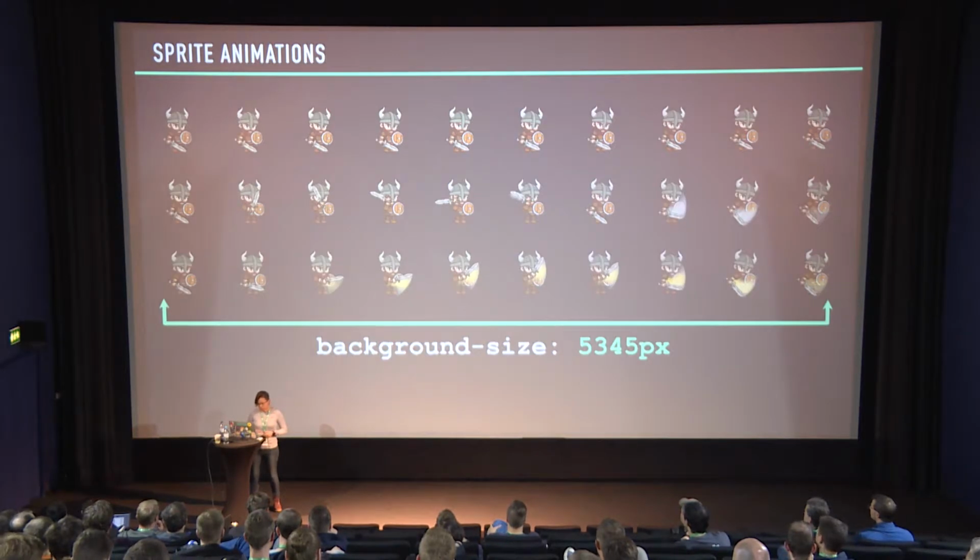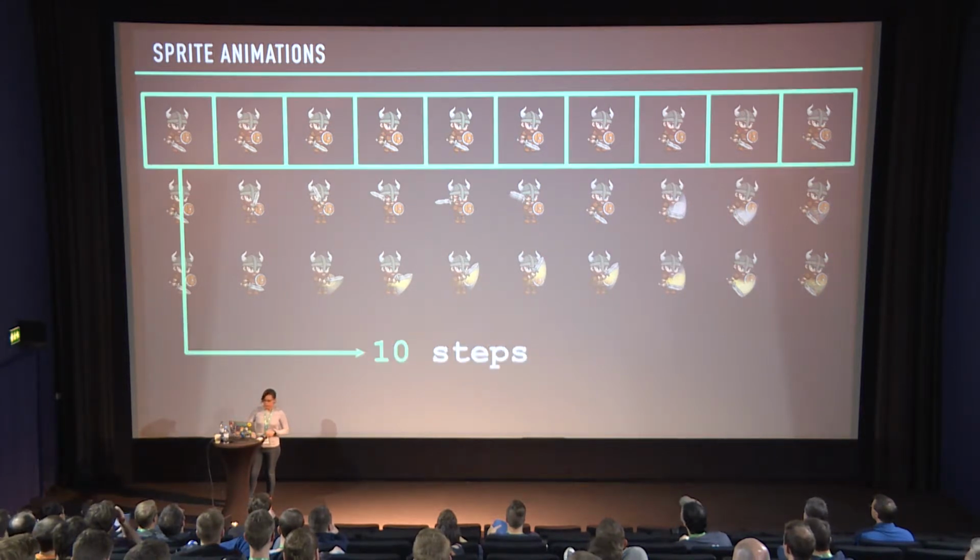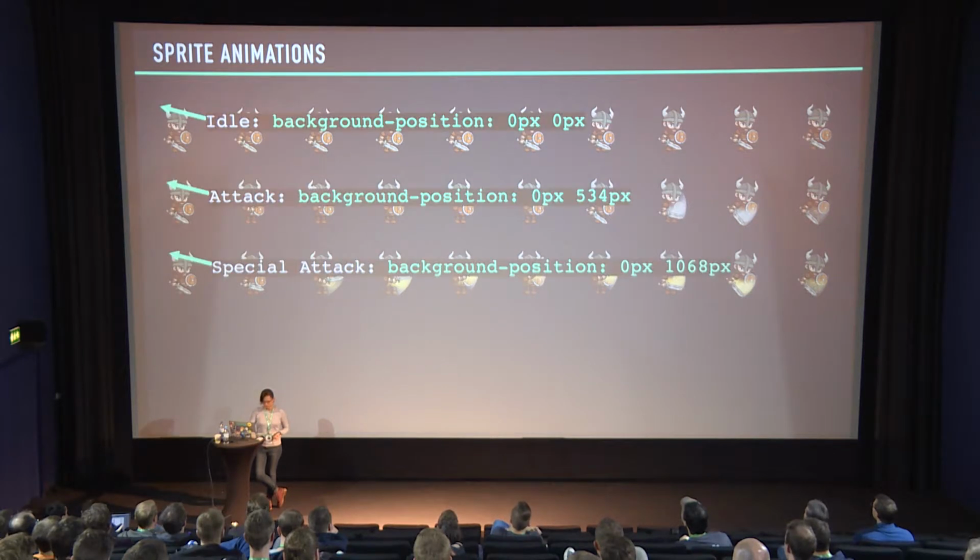Yeah, so this character component actually uses sprite animations, which is basically just this really big image with a transparent background. Each row of this image is going to be a different animation sequence, and they are all going to have 10 steps. So for the animation itself, the only thing that is going to change is the initial background position and the final background position.